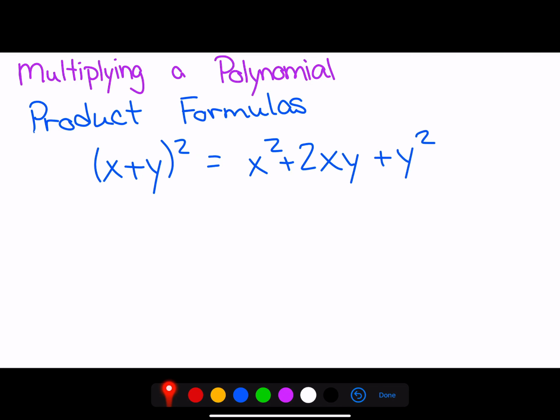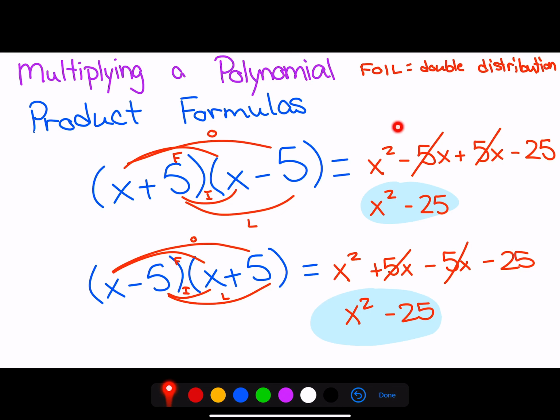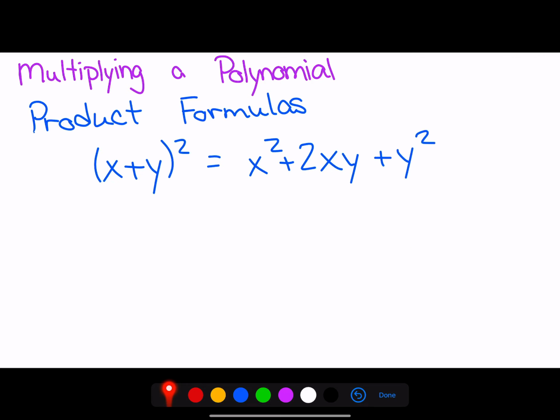So again, that is going to stay the same, and if you are more comfortable FOILing, you're not quite comfortable memorizing that quite yet, feel free to keep FOILing. It will take you more time, however, and it is good just to get to know these shortcuts for you in the long run. All right, product formulas.